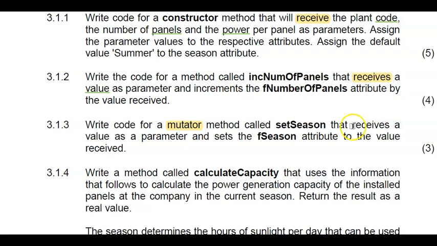And here we have that word receives again, which indicates that this mutator, the procedure called setSeason, has a parameter. It says it receives a value as a parameter, and we must set fSeason to this attribute. Now, fSeason, remember, was summer initially, so we would expect this parameter to be a string, and we have to change fSeason to the one received. Press pause, try it yourself.